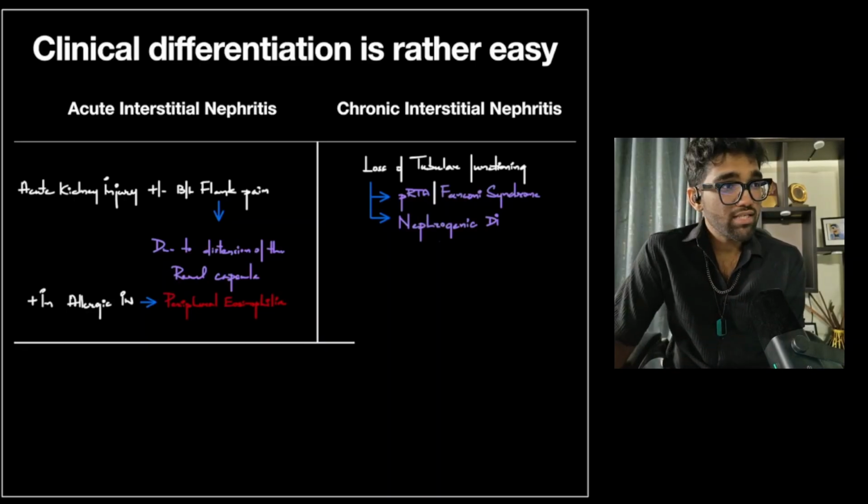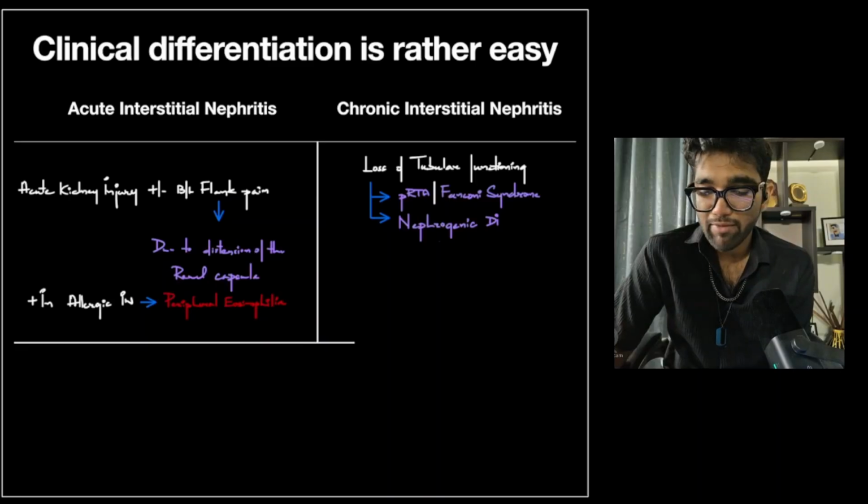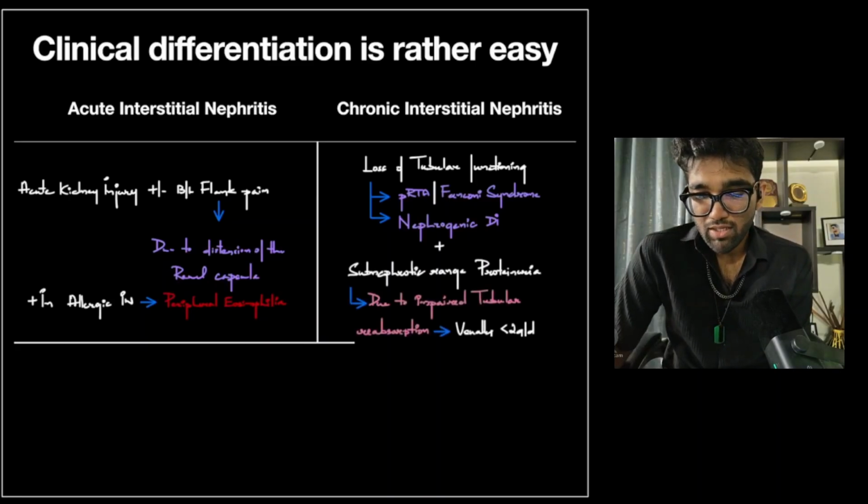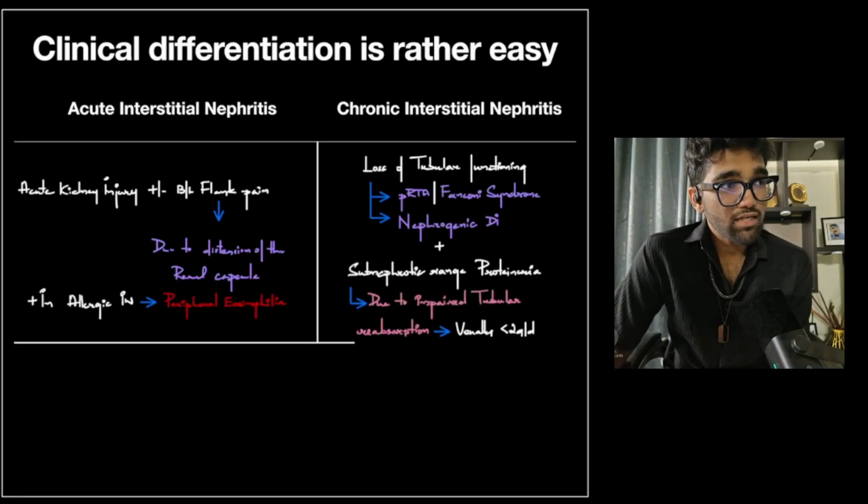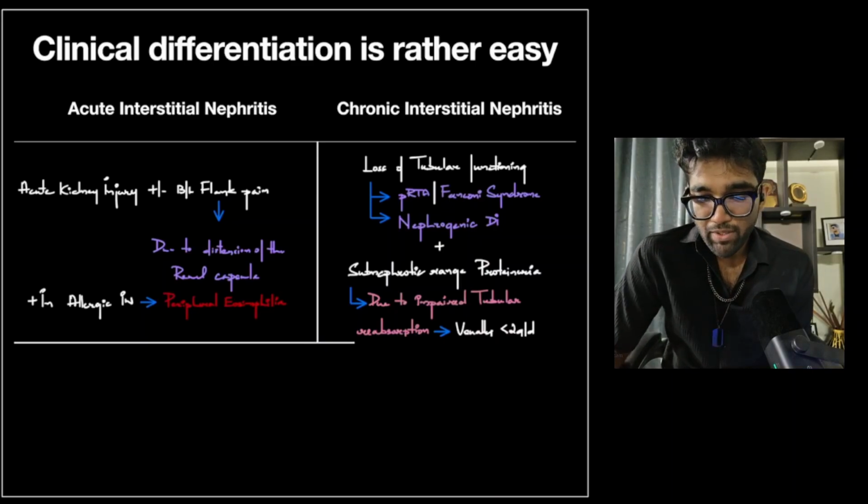But as you can see, the urine output is actually increased in these patients, and they have electrolyte imbalances. Indeed, they have hypokalemia and hypernatremia, respectively. The hypernatremia in this case is secondary to loss of free water from the kidneys. Okay. Now, along with that, they have subnephrotic range proteinuria.